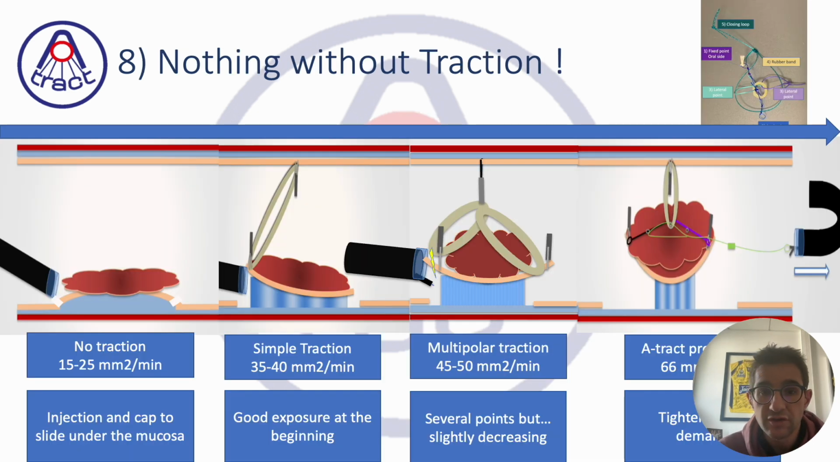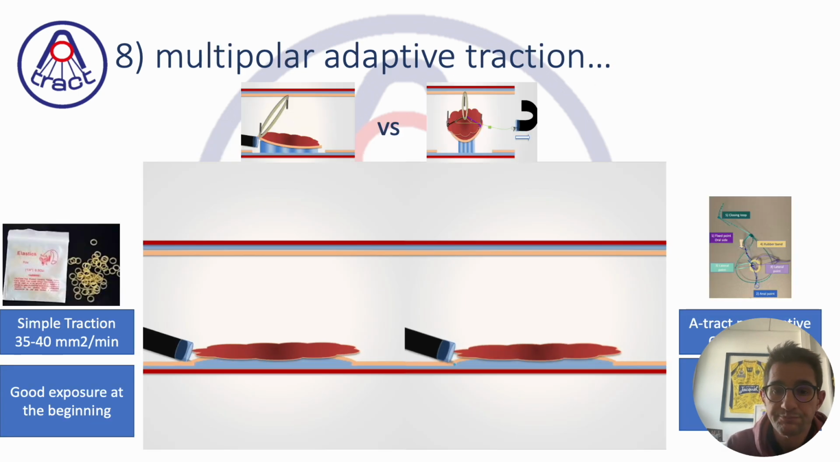Nothing without traction in my way of doing ESD, because it will increase your speed by tracting all the mucosa on the opposite side and by tensioning all the submucosa, and therefore when you tract the submucosa to the opposite side, you have more density of fibers per unit of surface, and therefore each spike of the knife will cut more fibers.